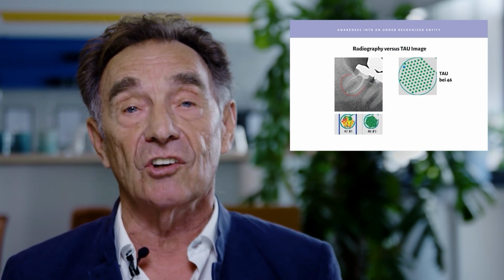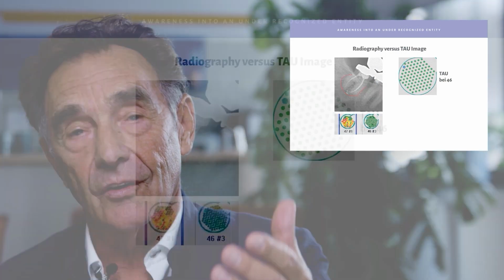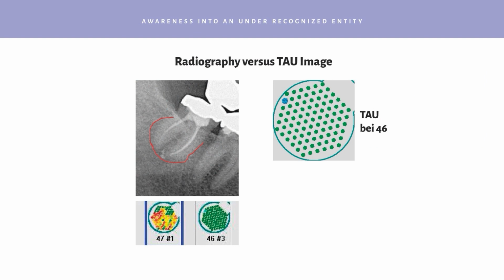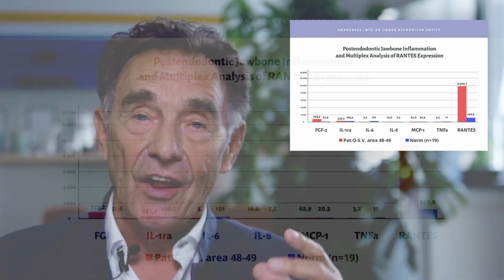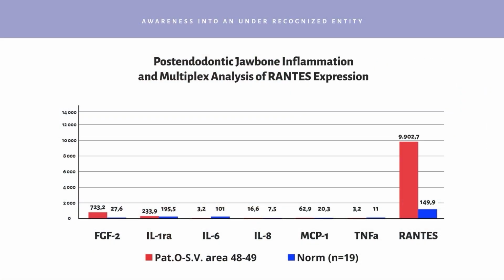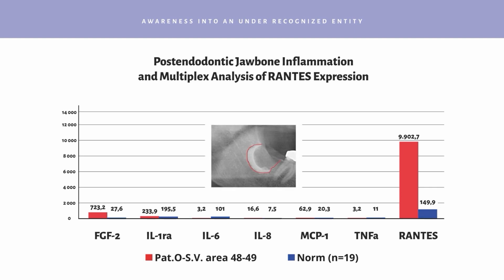A second case, radiography versus TAU image. Again, you see the root filling, it's a bit overpressed. You see the wonderful red spots in this TAU device. What is the outcome? The contrast medium is showing the fatty degenerated area below the apex of this root filling. And it shows again 7 cytokines, no TNF-alpha, no interleukin-6, what we would expect.